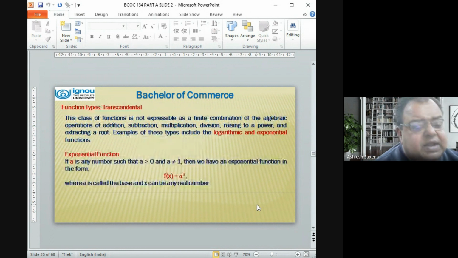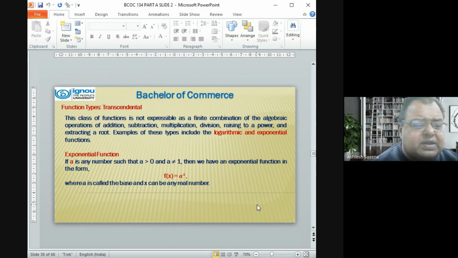Then transcendental functions. As I told you, algebraic functions and this class of function is not possible through a finite sequence of the algebraic operations of addition, subtraction, multiplication, division, raising to a power and extracting a root. Examples of these types include logarithmic and exponential functions.